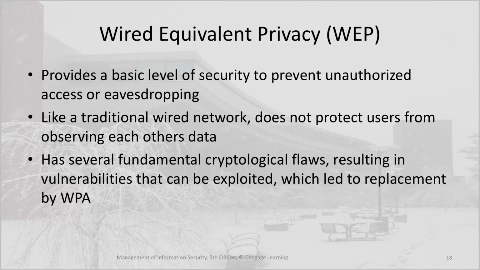WEP, Wired Equivalent Privacy, provides a basic level of security to prevent unauthorized access or eavesdropping. Like a traditional wired network, it does not protect users from observing each other's data. It has several fundamental cryptological flaws, resulting in vulnerabilities that can be exploited, which led to its replacement by WPA. In general, my students in the forensics class learn how to exploit and break WEP encryption in under 5 minutes with the proper tools.